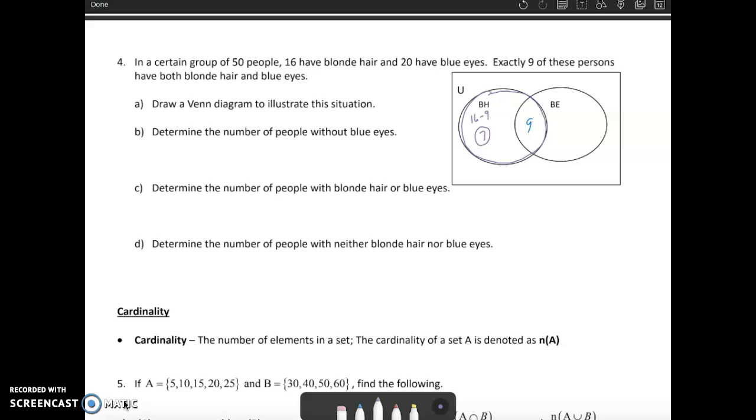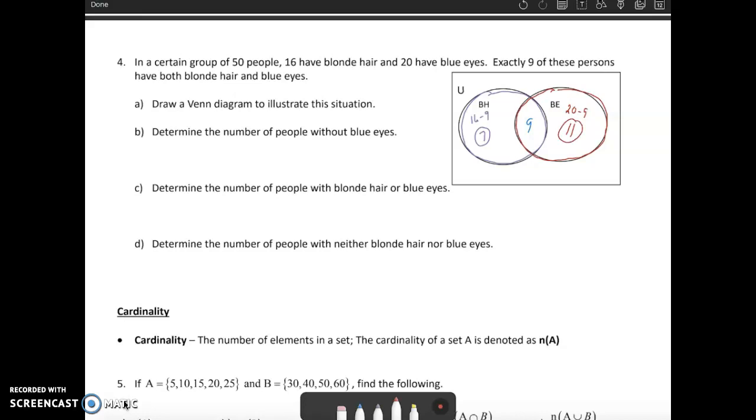The same thing works for the fact that 20 people have blue eyes. In the BE circle there need to be 20 total people, but there are already 9 in it. So in this other area, we need to do 20 minus 9, so there must be 11 people in this other portion of that circle.